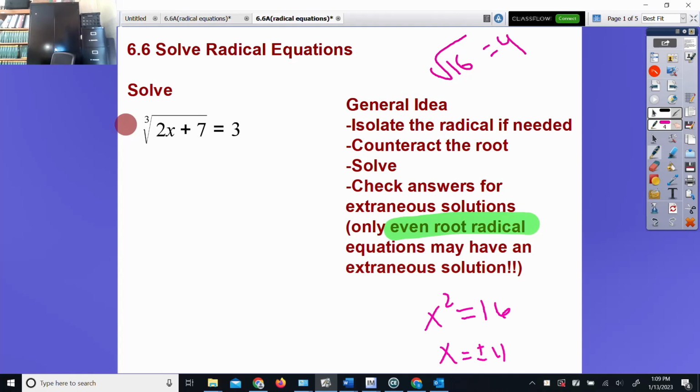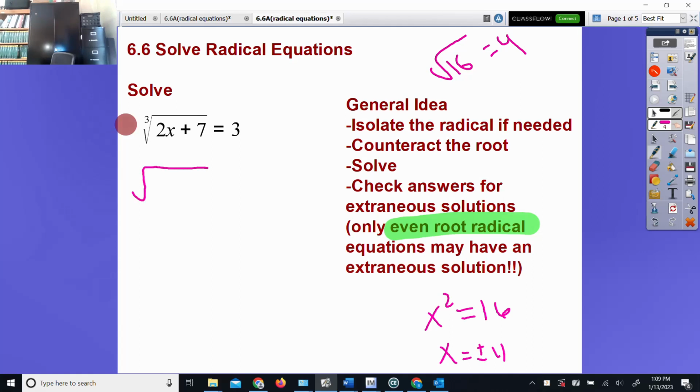But anyways, the general idea is isolate the radical. Is that radical isolated? Yes, it is. It's all by itself. It's like that poor kid at lunch. True. LJ, what's the opposite of cube rooting? Cubing. Yes, sir.